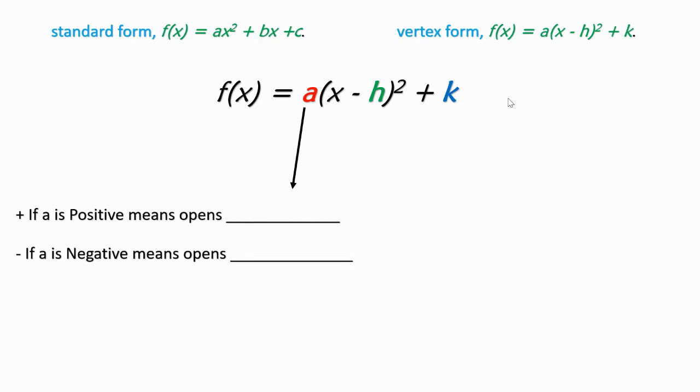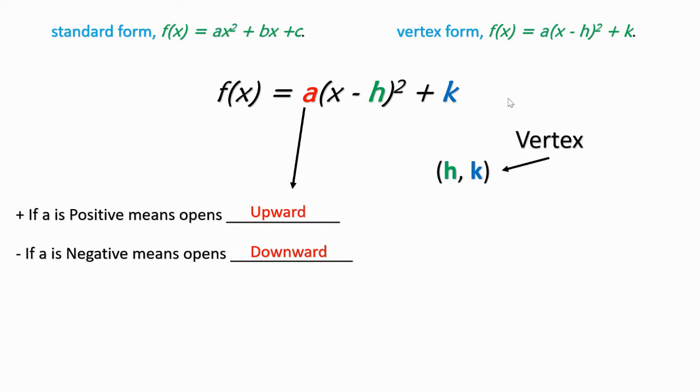A, which is the coefficient, is a number out front. If it is a positive number, then it's going to open upward. That means the parabola is going to have a U shape. If it is a negative number, it's going to open downward, meaning the parabola is going to look like an upside down U. So that A tells you if it opens up or down.